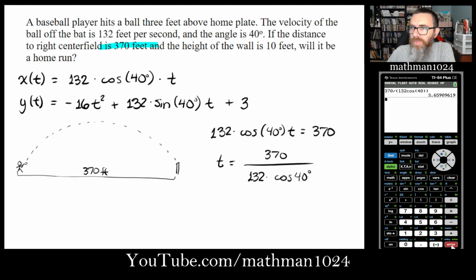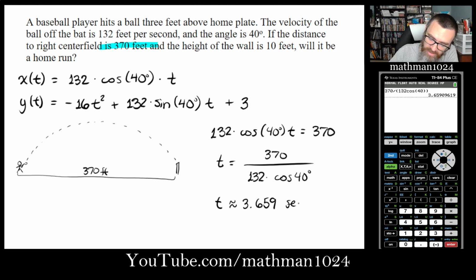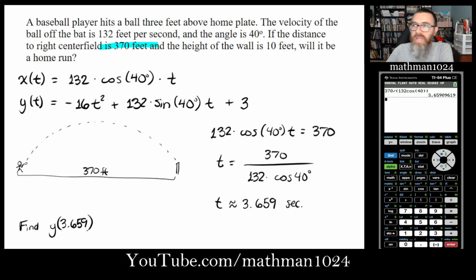All right, so it tells me that the t value is approximately 3.659 seconds. So I just need to know, where is the ball vertically at 3.659 seconds. So now we're going to find y of 3.659 seconds. I'm just going to quickly store this in for my variable, and then we're going to evaluate y of that value.